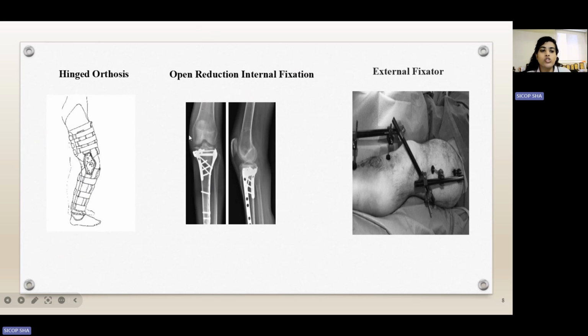Hinge knee orthosis is usually prescribed for patients after the surgery. After a brief period of immobilization, we usually switch to a hinge orthosis so that the patient is able to move his knee, but there is also stability which is provided to the joint by the brace.